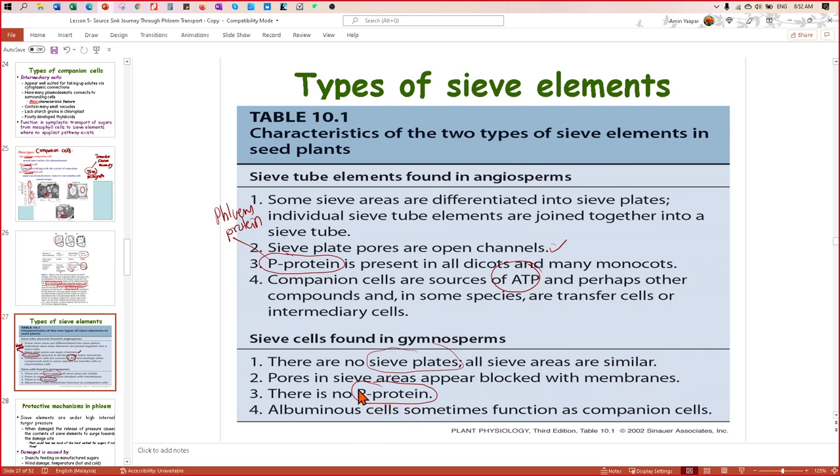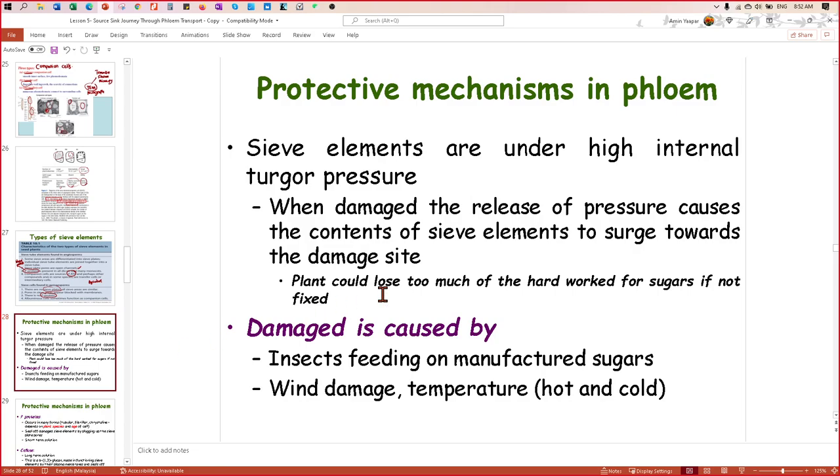We're not going to discuss phloem transport in gymnosperms because we are dealing with agriculture. Ninety percent or above of the plants we deal with are angiosperms. So we focus now on the angiosperms, right? Let's talk about this phloem protein, the P protein.